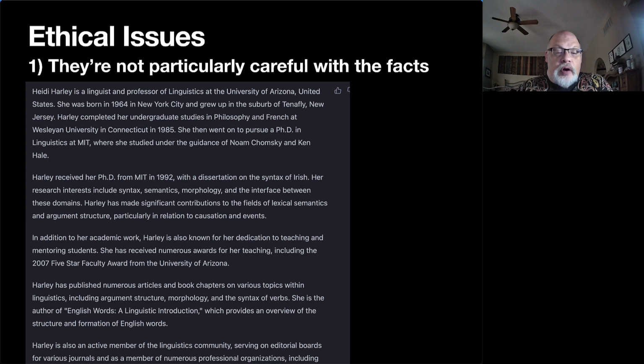She is known for her dedication to teaching and mentoring students. She did write English Words, a Linguistic Introduction, and she's an active member of the linguistics community. All those things are true. But there's also a lot of falsity in this description.